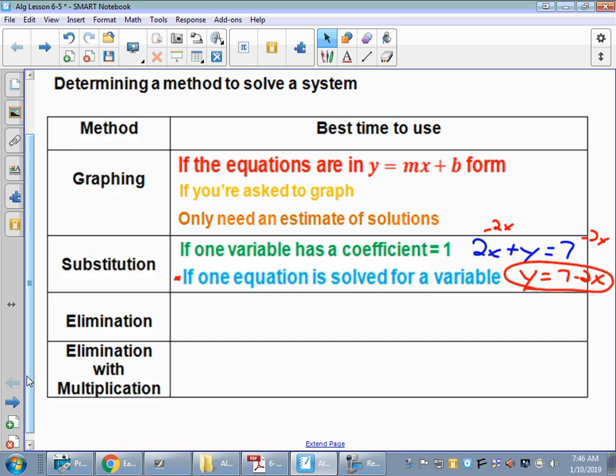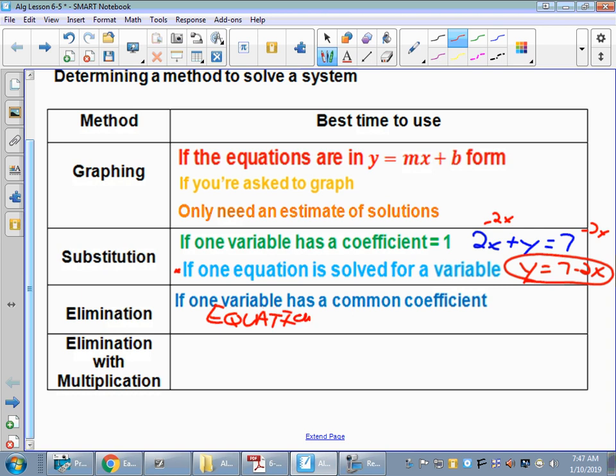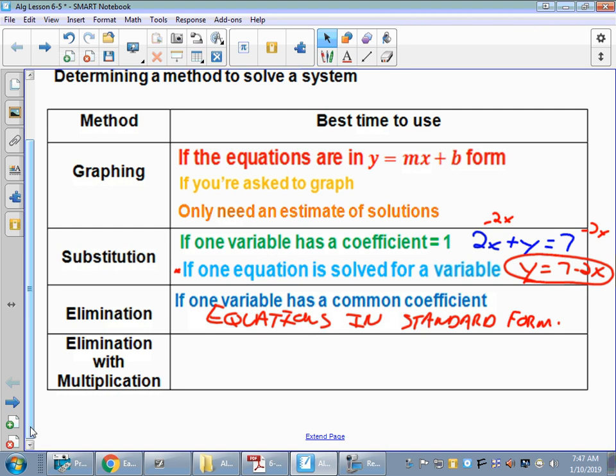How about elimination? Well, elimination, they broke into two separate sections. One, just regular elimination with just addition. And in this case, we want to do it if you have a common coefficient. Just remember with this one, we want the equations to be in standard form. If they're in standard form and everything's lined up, your x's, your y's, and your constants, then it becomes pretty easy to use elimination, especially if you have a common coefficient. We can just add or subtract.